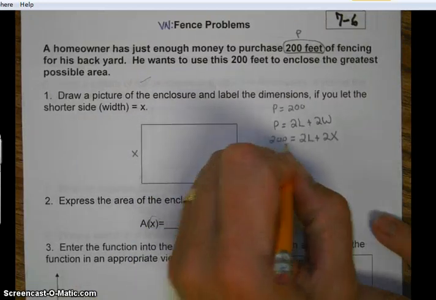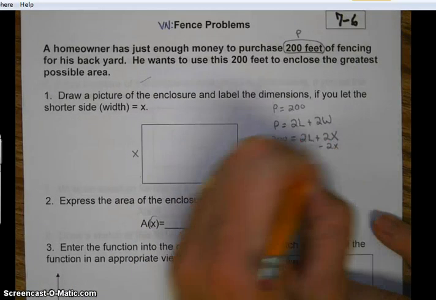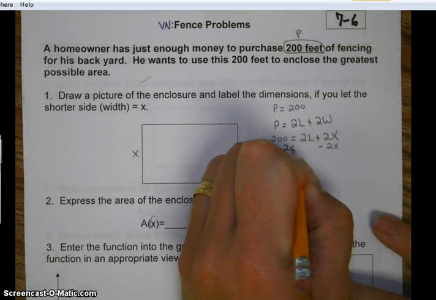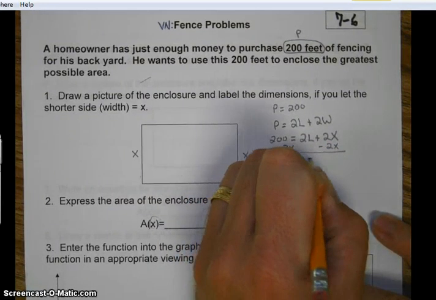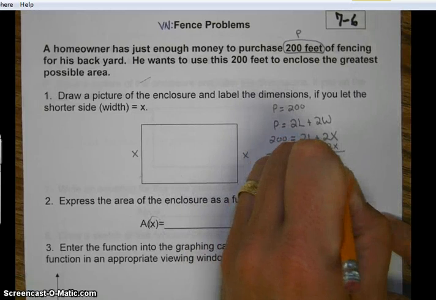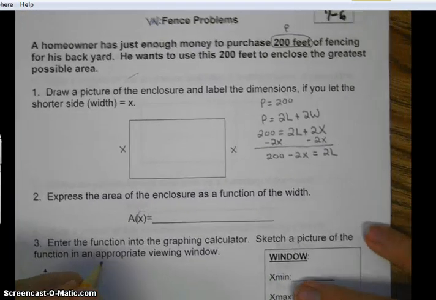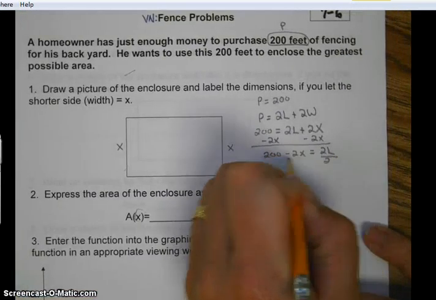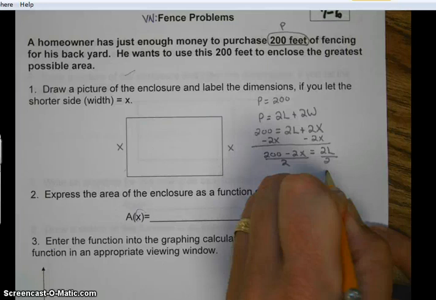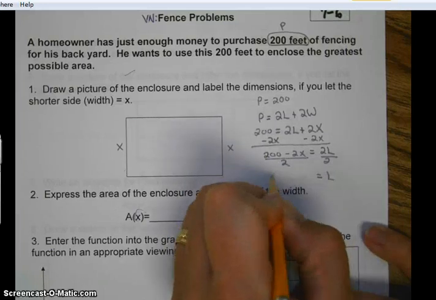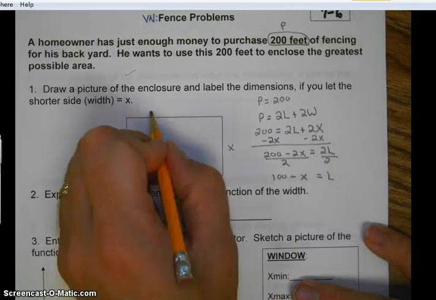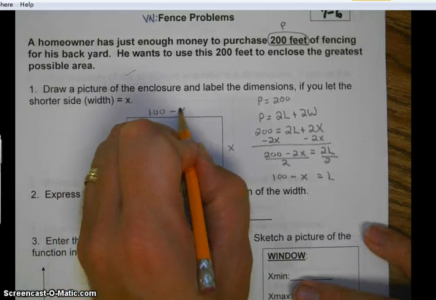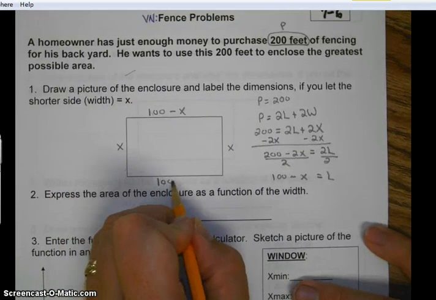So subtract the 2x on both sides. We have 200 minus 2x equals 2L. Divide both sides by 2. We find out that the length is going to be 100 minus x. And they're going to be the same.